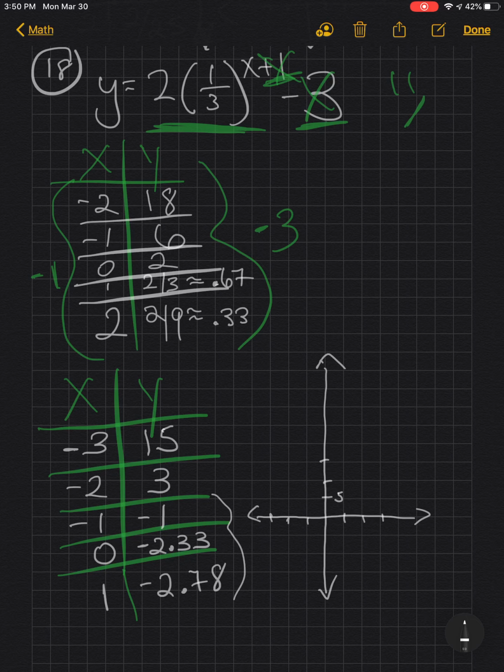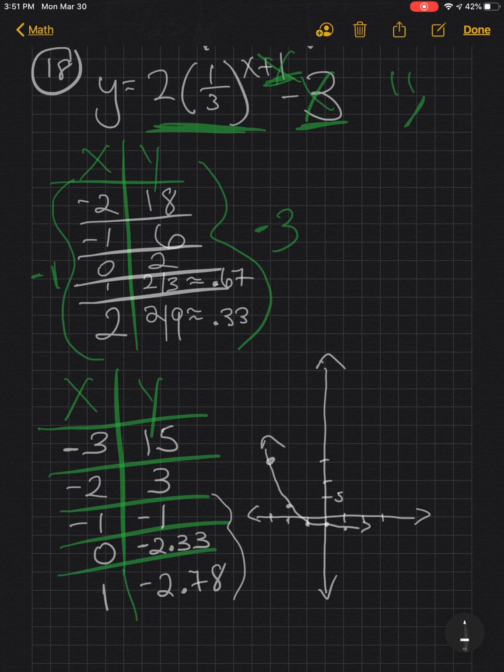Okay, so let's see here. -3, 15 would be here, since I skipped by 5s. -2, 3 is here. -1, -1 would be here, right? 0, -2.33 is here, and 1, -2.78 is a little lower. Okay, and again, I skipped by 5s. I probably should have just done 1s, because you can't really see a great picture here.